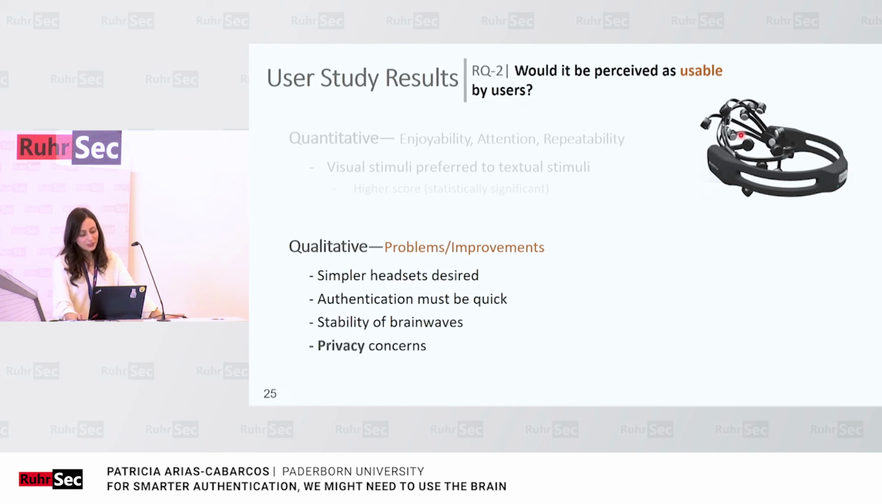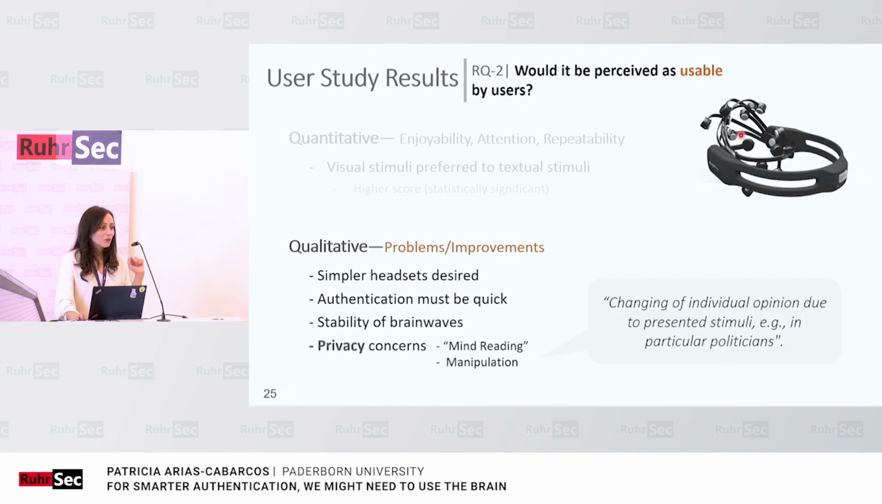And the last point, also very interesting, is privacy concerns. Participants looked at privacy from 2 perspectives. They were concerned with mind reading. Will the service provider be able to get access to private information, to my thoughts?